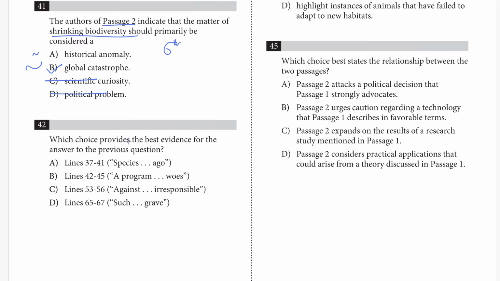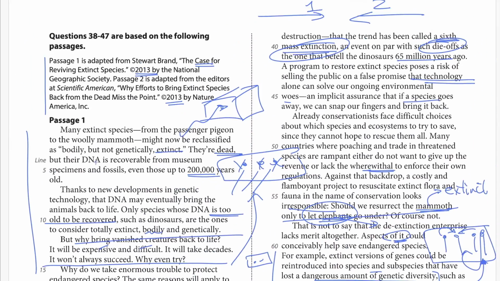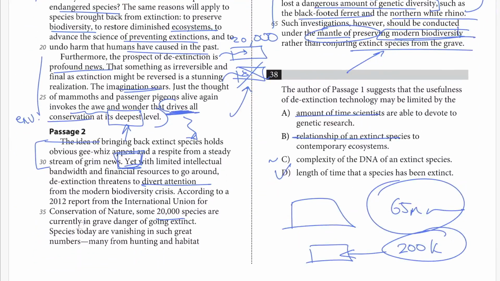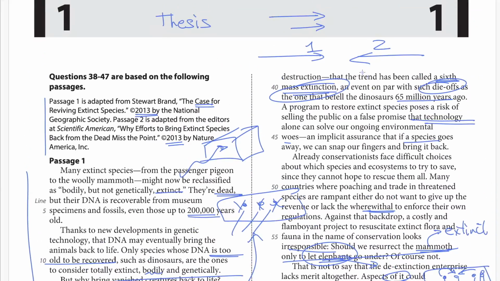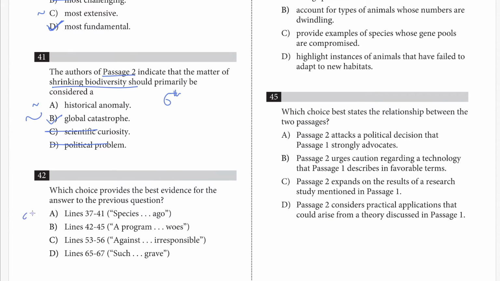All right, which choice provides the best evidence for the answer to the previous question? So let's look at 37 to 41. So 37 is right over here. Species today are vanishing in such great numbers, many from hunting and habitat, that the trend has been called a sixth mass extinction, right? So that does sound like it. Okay, so that's what we were talking about. Just intuitively, we could figure it out. So this is a very big maybe.